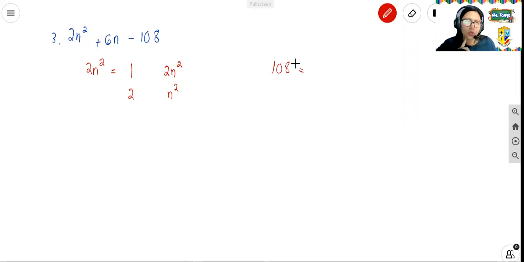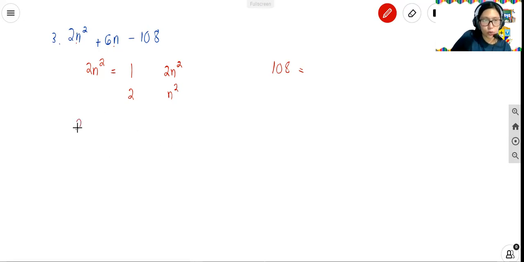But if you look at 2n squared plus 6n minus 108, 108 is a big number. But maybe what we can do here is look at the terms 2n squared, 6n, and 108. All of the numbers can be divided by 2. They have a common factor, which is 2. So why don't we just simplify it first and factor out 2 so that our numbers will get smaller? This is something that will help you to factor easily.